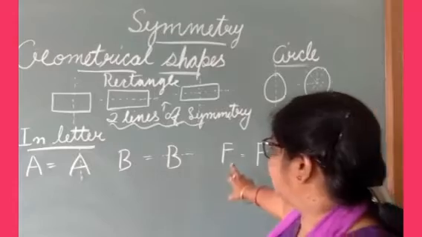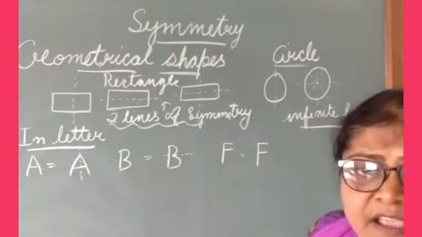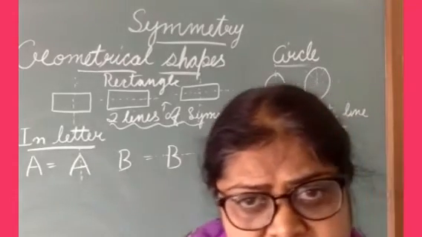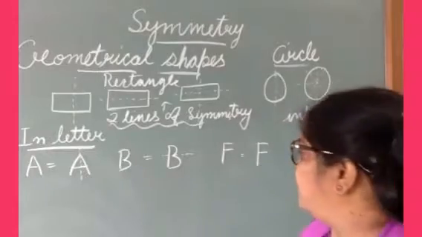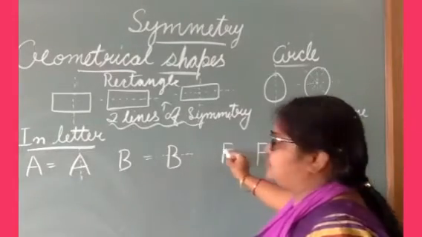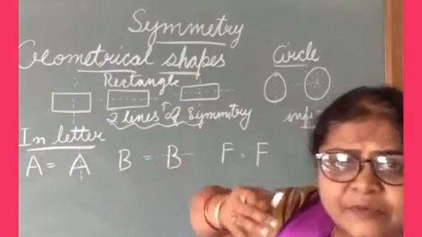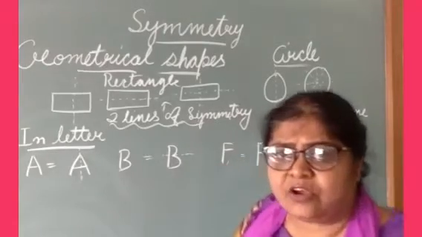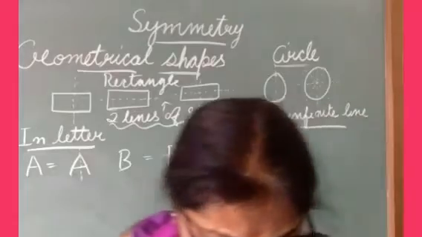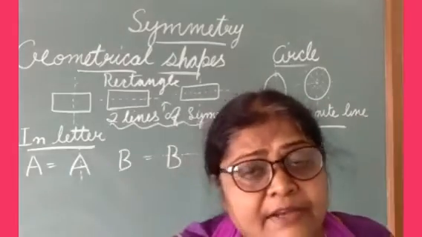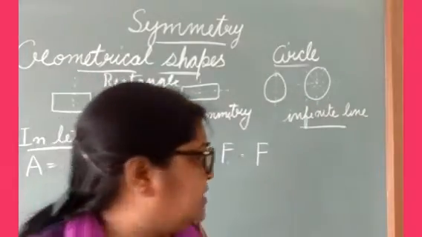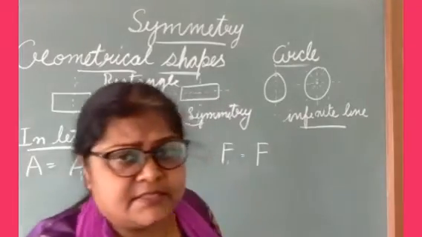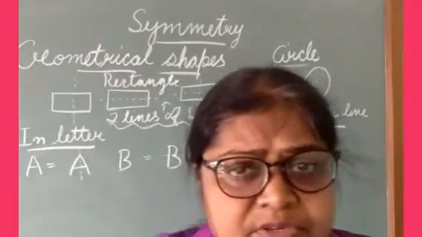Now you are seeing F here. What is this alphabet? F. Can you draw any line of symmetry? No. If you draw a line here, both sides will not be the same. If you draw a line there, it will also not be the same. So in this letter, no line of symmetry.